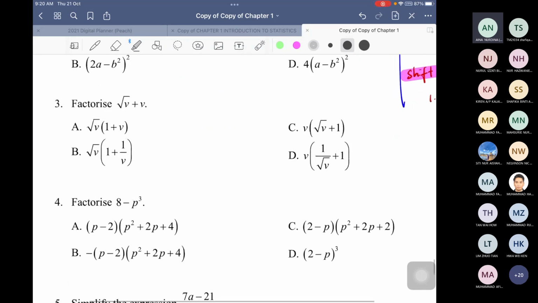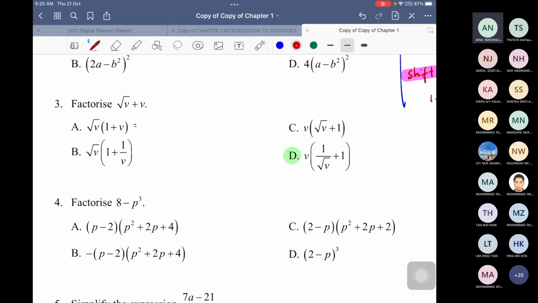Okay, nombor 3. Nombor 3 ni is going to be a bit tricky. Okay, yang mana satu jawapan dia? D. D. Okay, that's right. So yang ni jawapan dia adalah bersamaan dengan D. Okay, kenapa saya cakap dia adalah tricky? Okay, yang soalan ni kita rule out dulu yang mana yang salah. So A dengan C confirm salah.